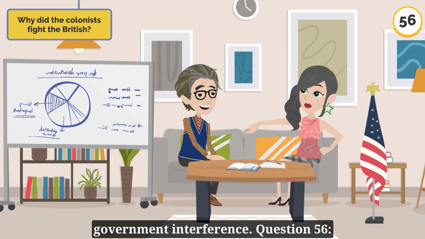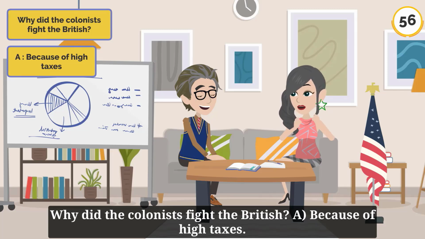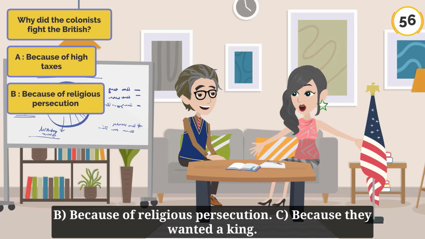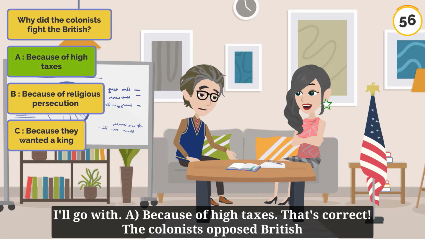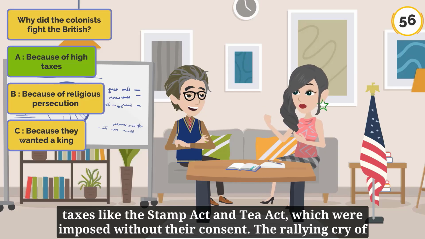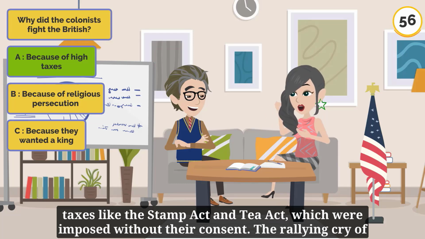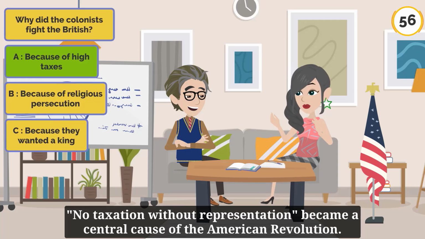Question 56. Why did the colonists fight the British? A. Because of high taxes. B. Because of religious persecution. C. Because they wanted a king. I'll go with A. Because of high taxes. That's correct. The colonists opposed British taxes like the Stamp Act and Tea Act, which were imposed without their consent. The rallying cry of no taxation without representation became a central cause of the American Revolution.